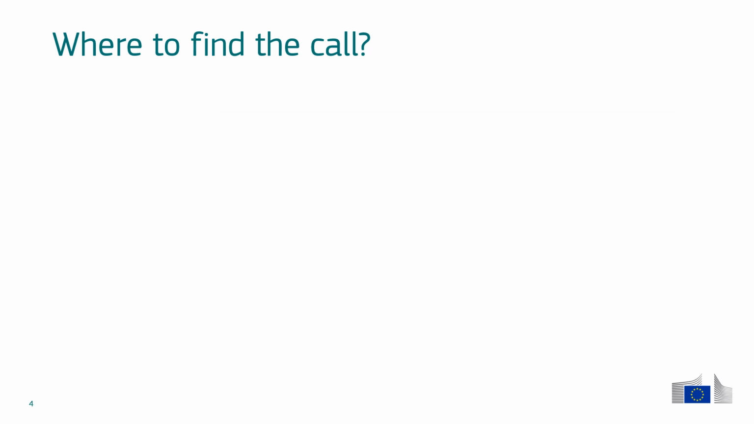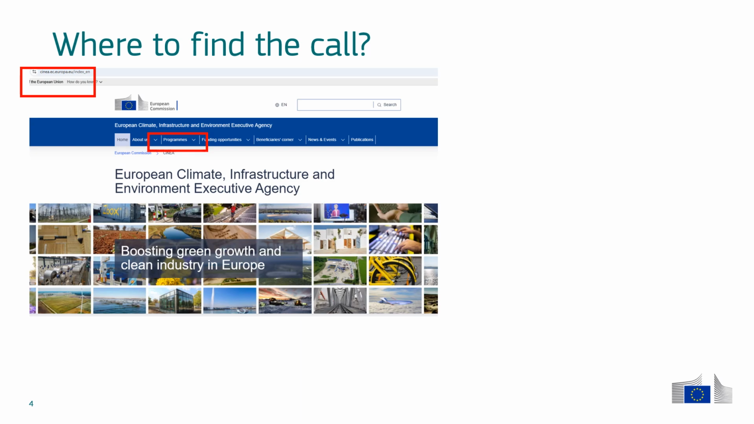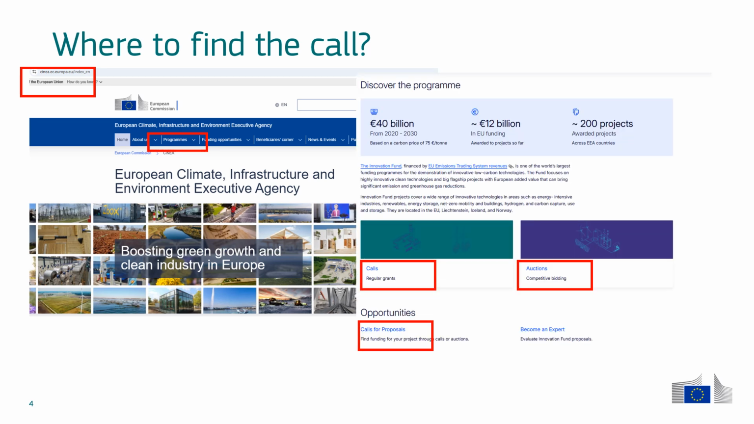Another way to find the call is going through the webpage of the European Climate, Infrastructure and Environment Executive Agency, CINEA, who is implementing the program. Once you are on this webpage, click on the program Innovation Fund. There you will find additional information about the calls and also the links to the funding and tenders portal.